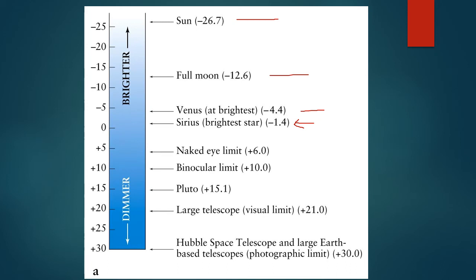Roughly, as a rule of thumb, the dimmest that you can see is magnitude 6. So this is the limit. If it's brighter than magnitude 6, a smaller number than 6, you can see it. If it's a bigger number than 6, you cannot see it. Binoculars get down to about magnitude 10. The Hubble telescope is even better.